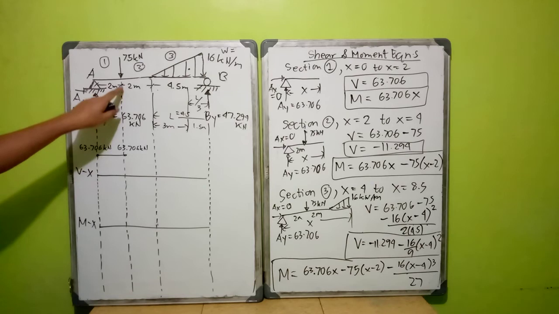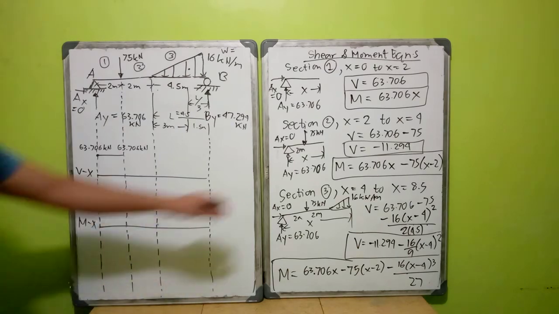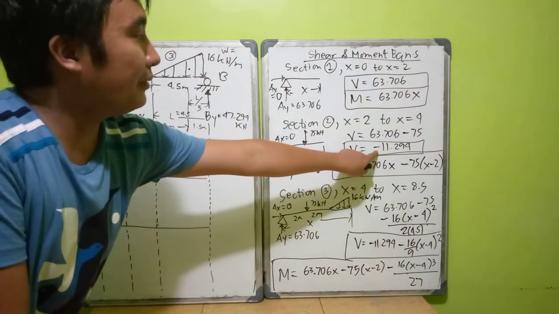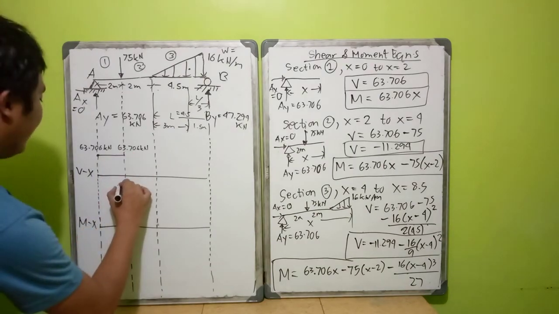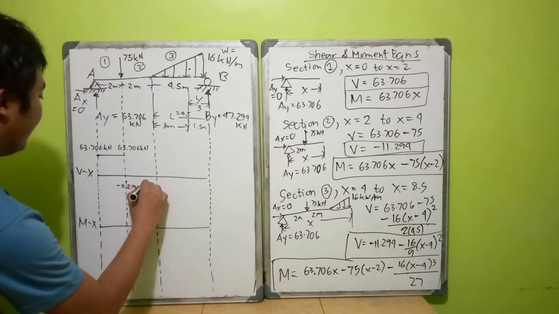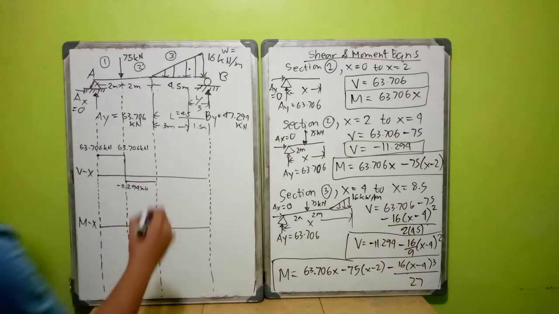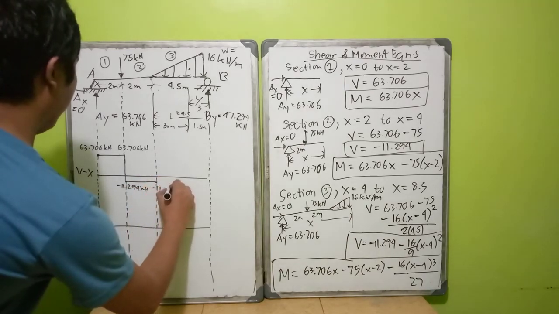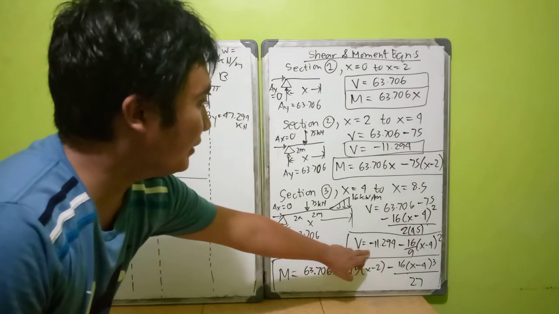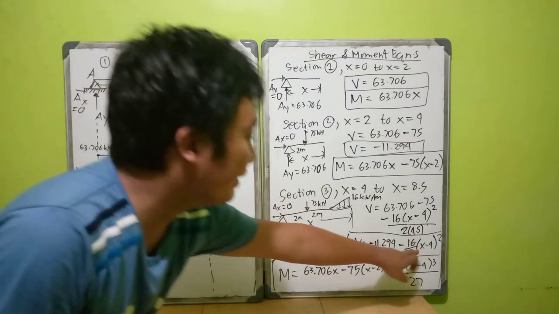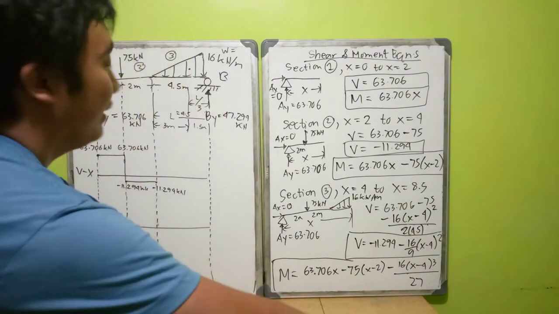And then from 2, since this is 75 kilonewton, this will be a sharp downward. It suddenly became negative 11.294 at x equals 2 to 4. So there is another shear here, negative 11.294 kilonewton, and this is also negative 11.294. And then we have this formula. Obviously, when x is equal to 4, we get negative 11.294. So what if at the end, 8.5? Let us check.